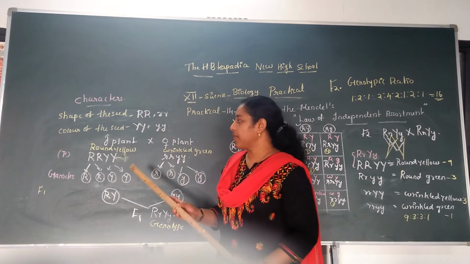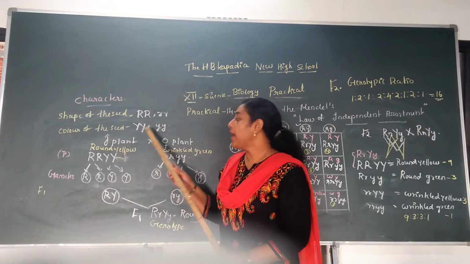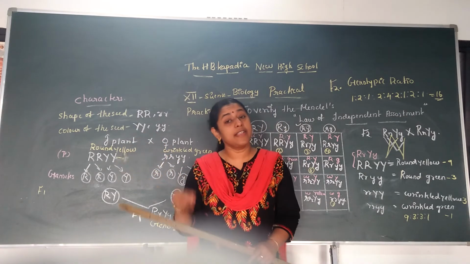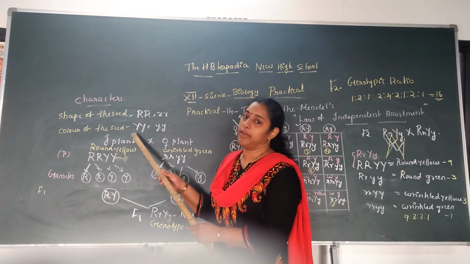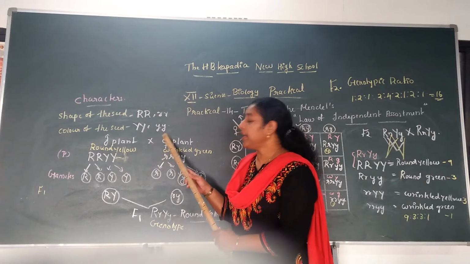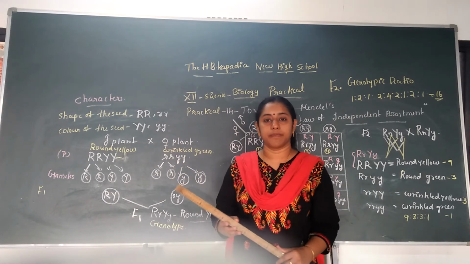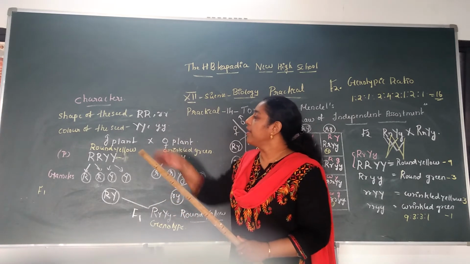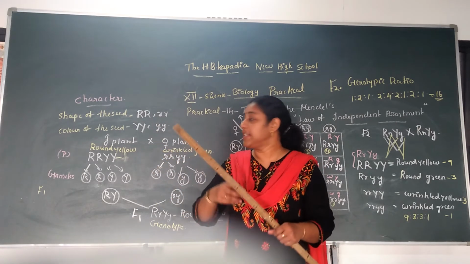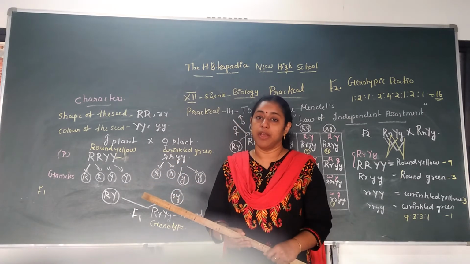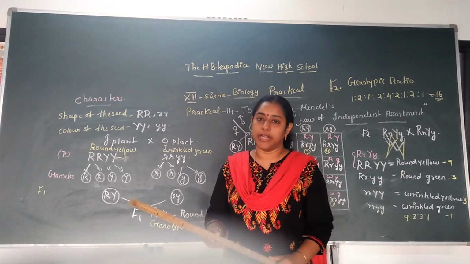in small letter. Now, what about the color of the seed? That is our second character, yellow and green. Yellow, as it is a dominant character, has to be represented in capital letter, so we write capital Y, capital Y. And green, a recessive character, I have represented with small y, small y. So these are the two characters we are taking for the experiment. How the genes segregate and what the chances of various combinations are, I will explain now.